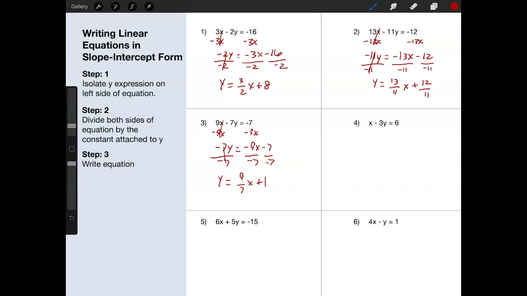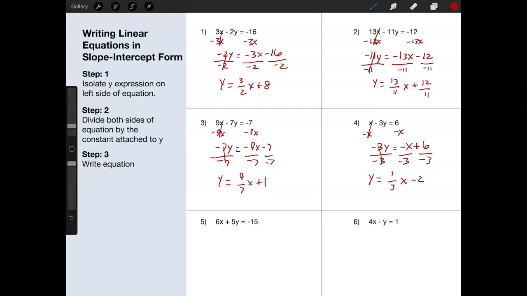For number 4, we have x minus 3y equals 6. We subtract x from both sides. This cancels. We are left with negative 3y equals negative x plus 6. Divide both sides by negative 3. This cancels, and we are left with y equals, now there is no number in front of the x, so it is assumed to be a 1. Negative 1 divided by negative 3 is positive 1 over 3 x. Positive 6 divided by negative 3 is negative 2.